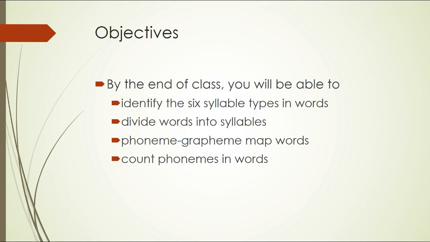Let's get started. By the end of this class or presentation, you should be able to do 4 different things. You should be able to identify the 6-syllable types in words. You should be able to divide words into their syllables. You should be able to phoneme-grapheme map words, and then you should be able to count phonemes in words. We've been counting phonemes before now, but I just want you to be able to get some extra practice counting those phonemes. Additionally, that skill is used in phoneme-grapheme mapping.